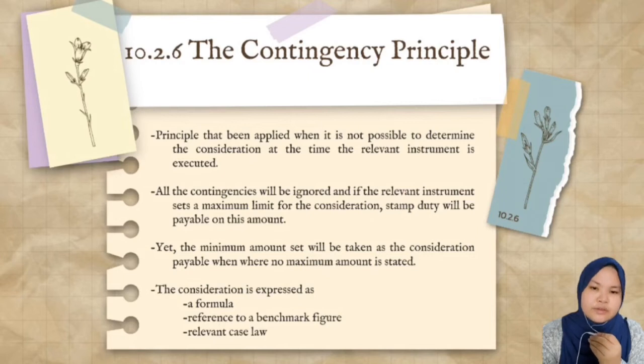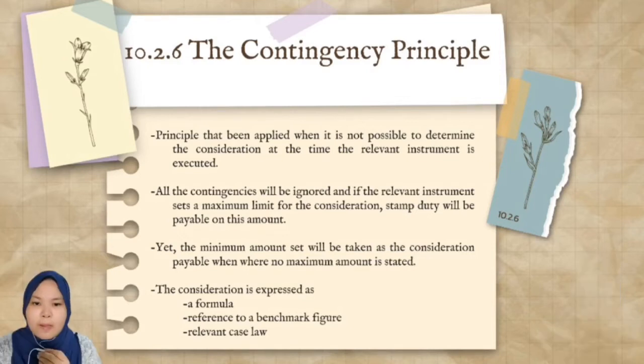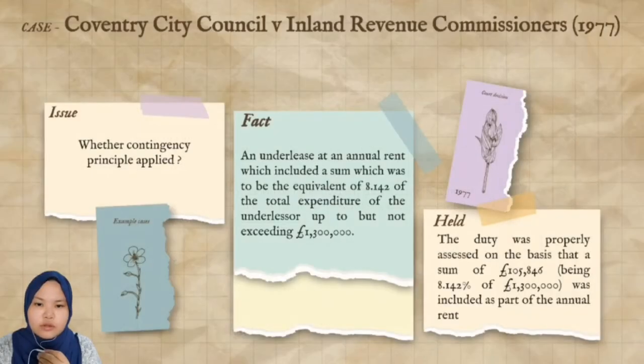The consideration will be expressed in three ways, which are expressed in a formula, in reference to a benchmark figure, and according to relevant case law. Next, I'm going to continue with the case of Coventry City Council versus Inland Revenue Commissioner, 1977. The issue is whether the contingency principle is applied.